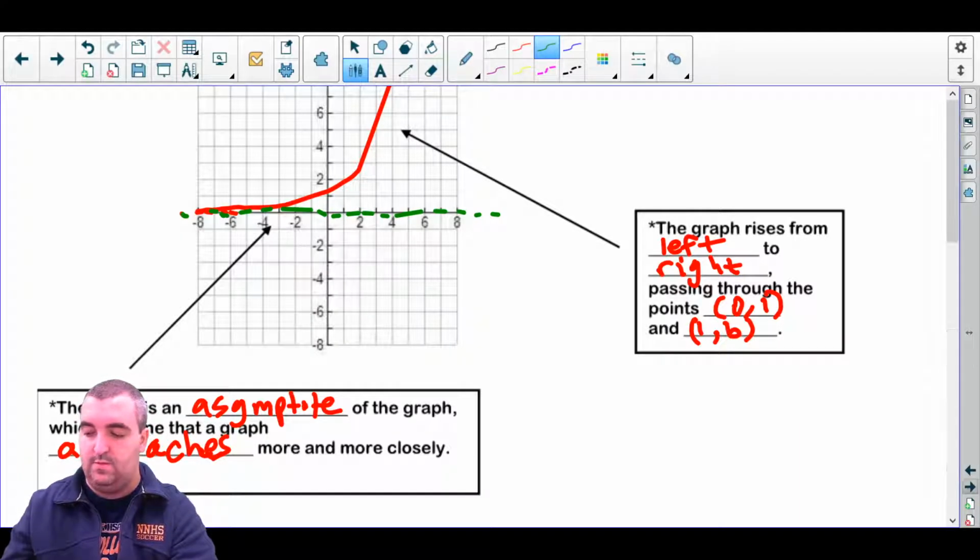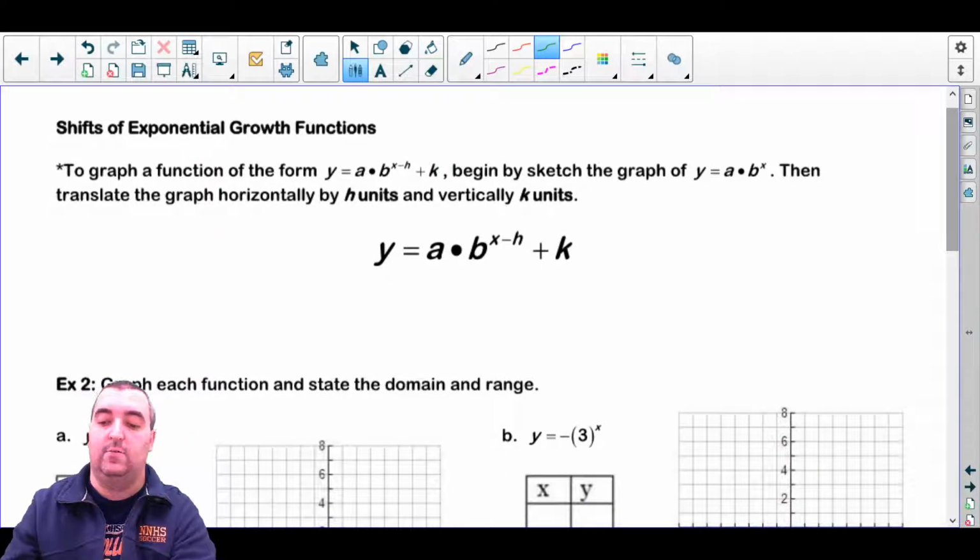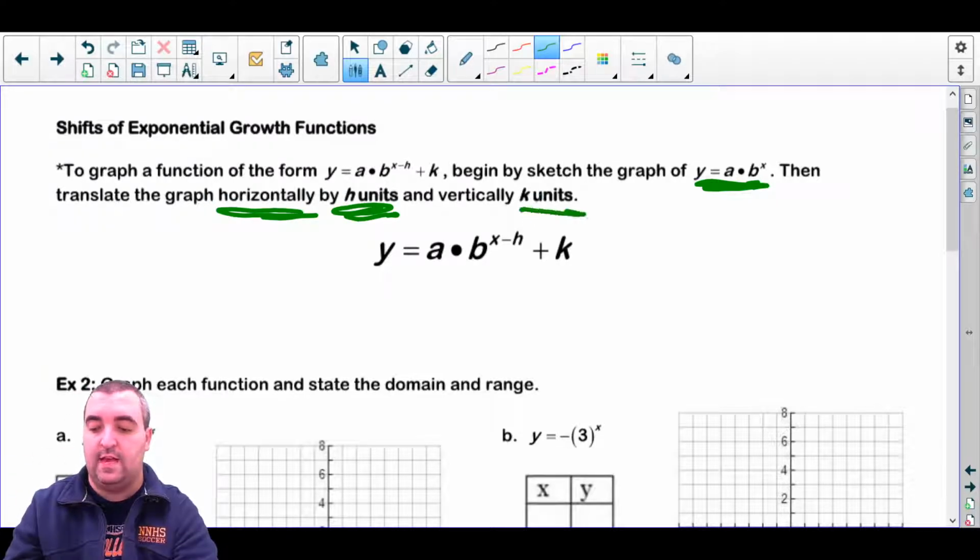Alright, so just to kind of throw in some transformations now, we can have this form where it's a times b to the x minus h, and then plus k. The way we're going to do this is we're going to start by graphing just the a times b to the x, and then the h value is the horizontal translation, and then the k is the vertical. So whatever h is, we're going to move left or right. Whatever k is, that'll tell us how much up or down.